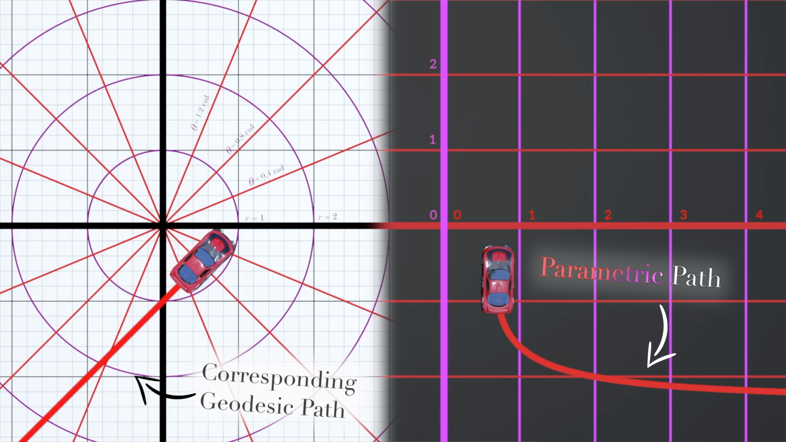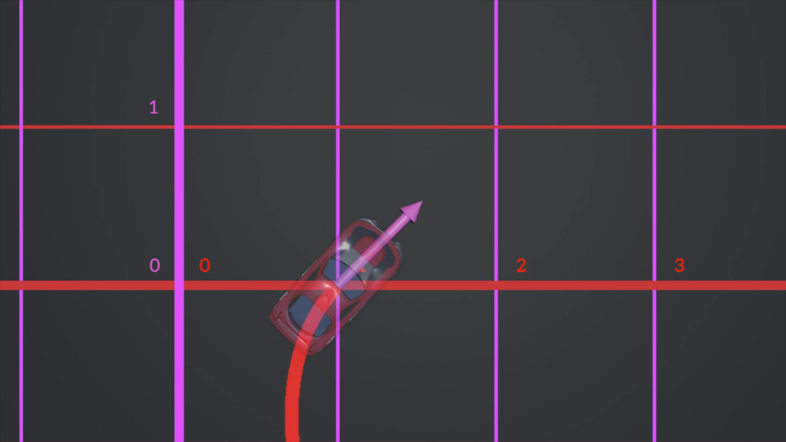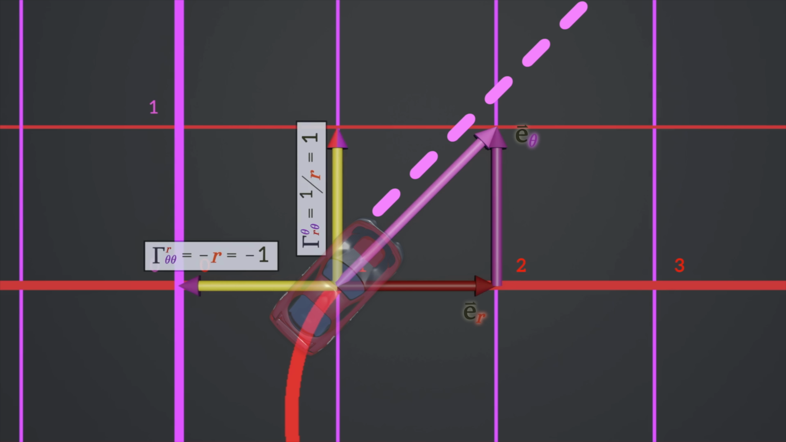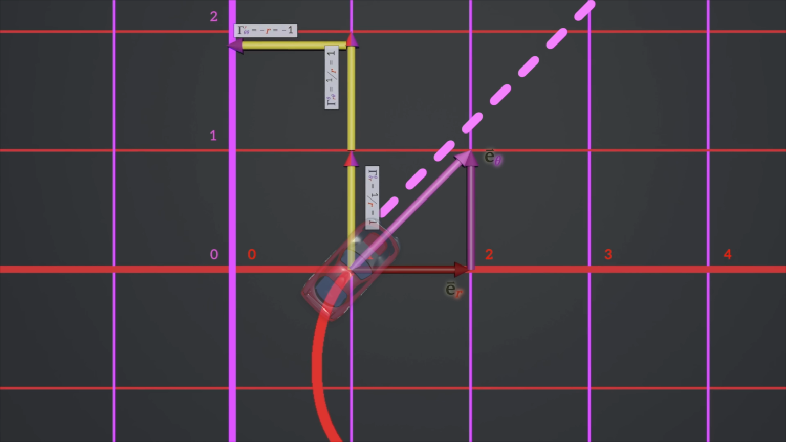To see how, let's say we have a Hot Wheel moving in the parametric space with a velocity that is described by one radial basis vector and one theta basis vector. If it were to maintain this coordinate velocity in the parametric space, then the total acceleration it would feel in the Euclidean space would be equal to the sum of the three Christoffel components there.